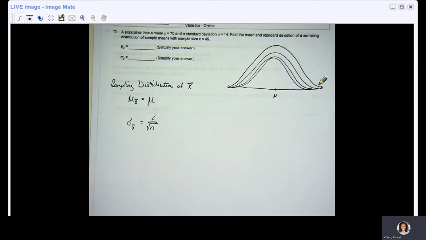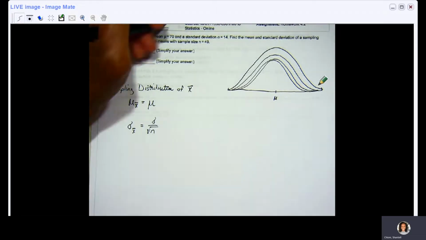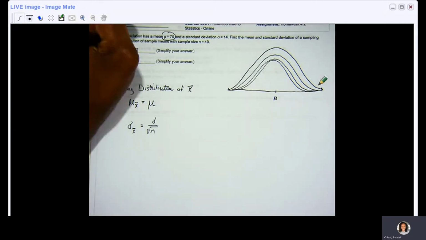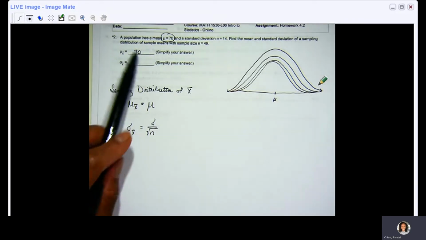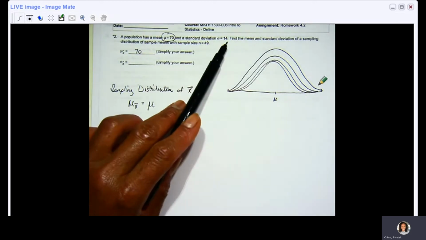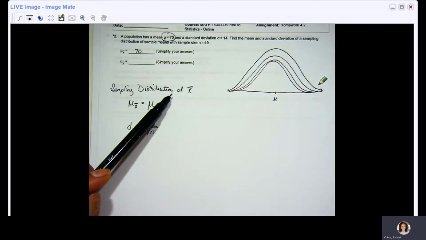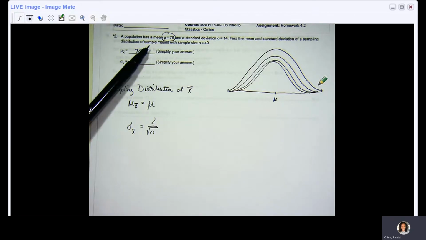So just remember that this is the only thing that changes from 4.1 to 4.2. Your mean for X bar will be the same as the original population mean, but your standard deviation for X bar will be reduced. It will be the original standard deviation divided by the square root of n. All right, so mean mu sub x bar will equal the same population mean mu, which is 70, because for number 2 we're told that a population has a mean mu of 70 and a standard deviation of 14. The question says, find the mean and standard deviation of a sampling distribution of sample means, which just means we're talking about X bar.